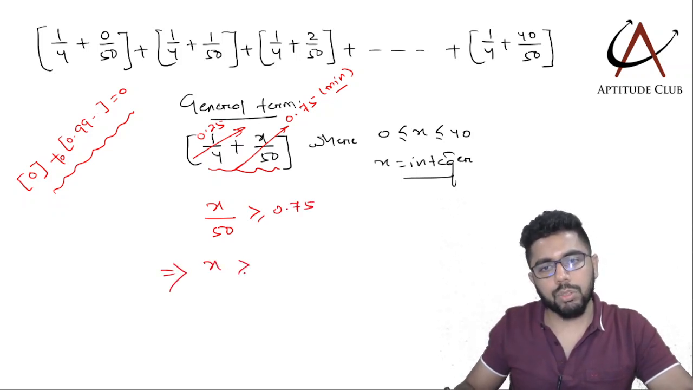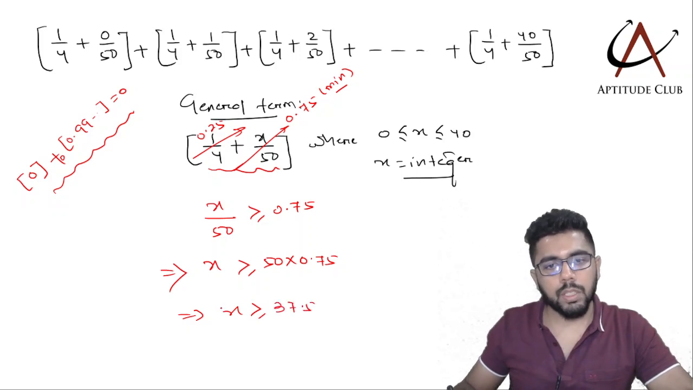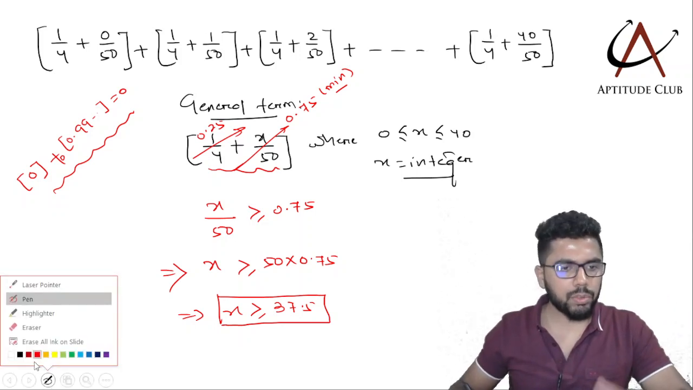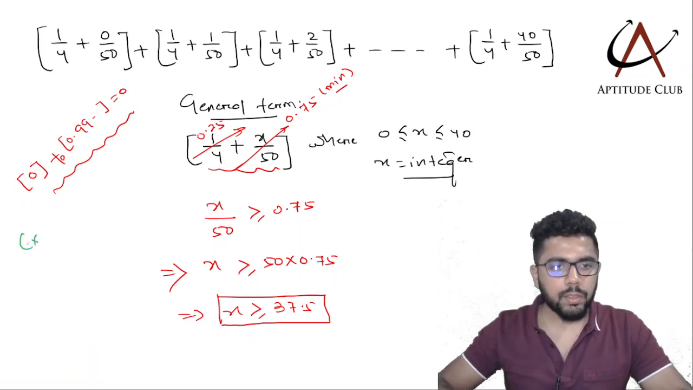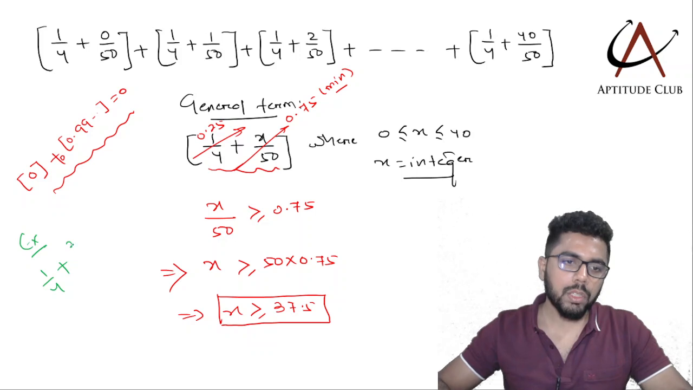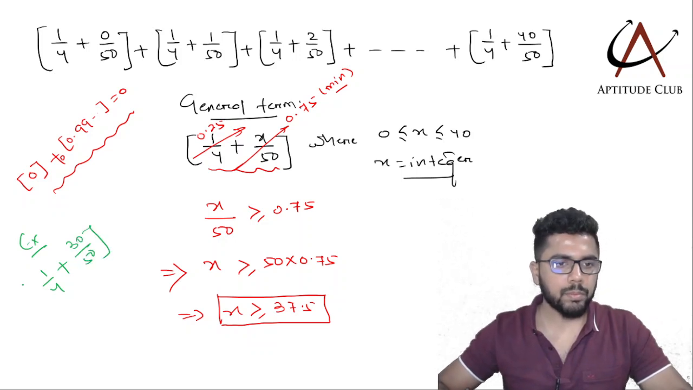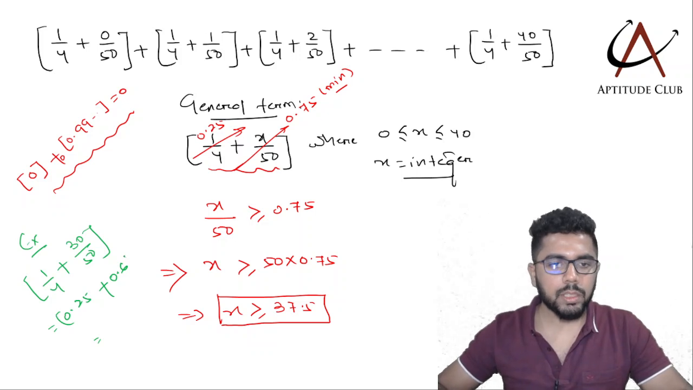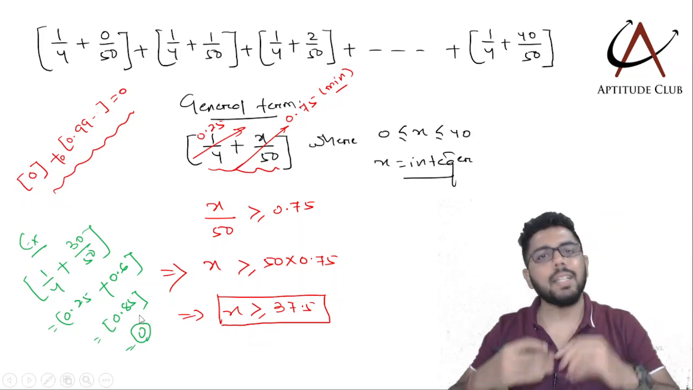So if you solve this, x should be greater than or equal to 50 into 0.75, or 37.5. That means any value of x before 37.5, you'll keep getting 0. You can check. Suppose, for an example, I'll take 1 by 4 plus 30 by 50, let us say. So 1 by 4 is like 0.25 and 30 by 50 is like 0.6. So I get 0.85, greatest integer, and this is again 0. I didn't get any value.